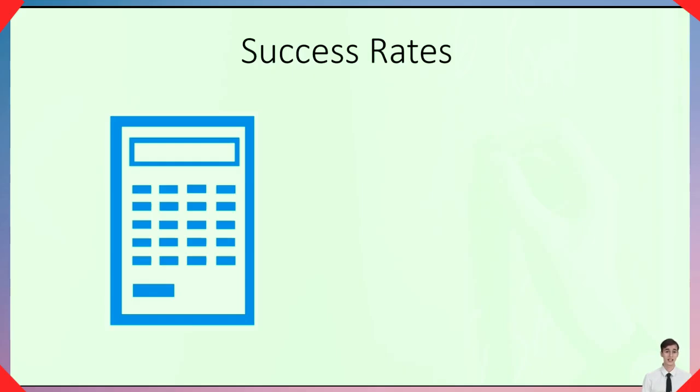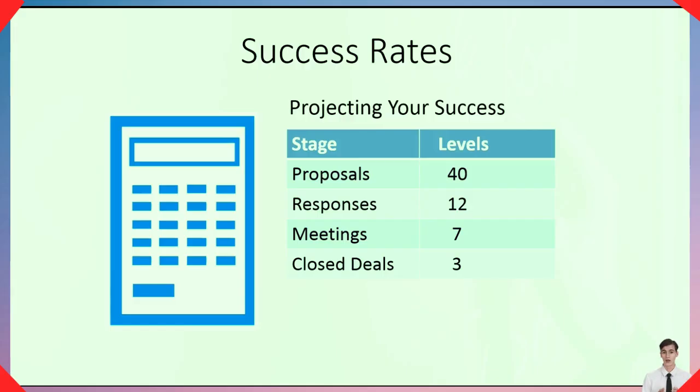But with that said, I still want to give you an idea of how you can project your success. So here's a table. As I reviewed my own history of doing things the right way in approaching freelancing, here's what I think is a reasonable proposal-to-response level, to meetings, to closed deals. I think this is a very reasonable number.